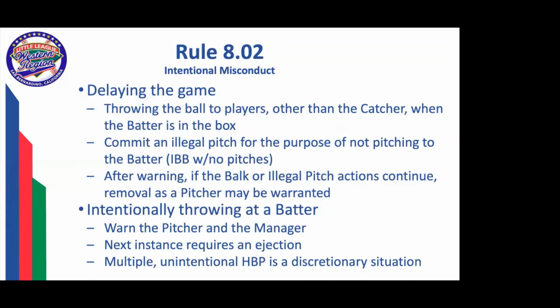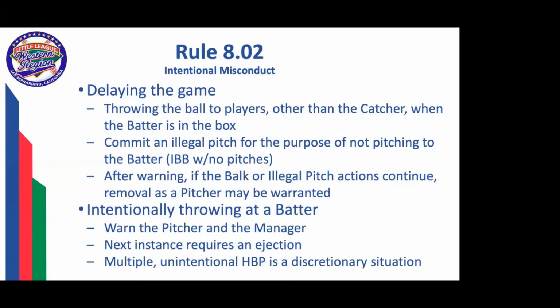Intentionally throwing at a batter requires a warning to the pitcher and the manager. The next instance after the warning requires ejection if you're convinced that the pitcher is intentionally throwing at the batter. In minors divisions, multiple unintentional hit by pitches is a discretionary situation that is not an ejection situation for those younger players. You need to work with the managers, work with the parents to have the kids practice their pitching until they can throw proper strikes.